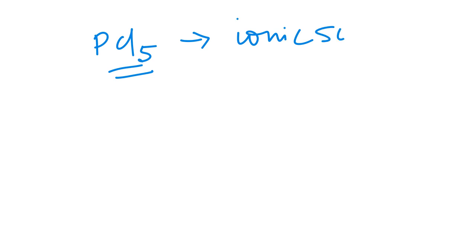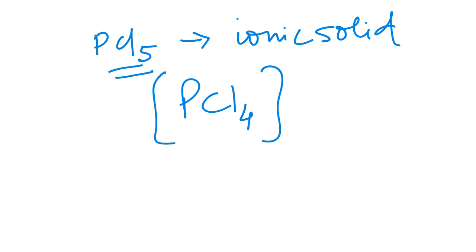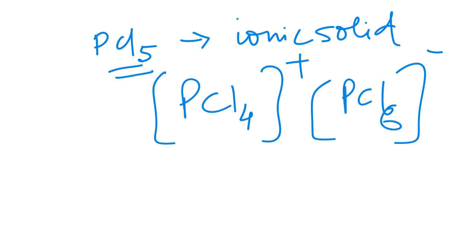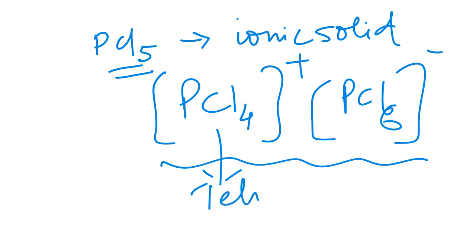Then next, how this PCl5 exists in solid state can be asked. It exists in solid state as an ionic solid. So PCl4 plus and PCl6 minus. In this way it forms. This is having tetrahedral structure and this is having octahedral structure. So this is one question.